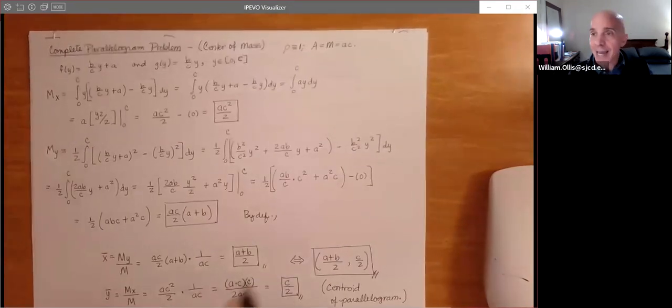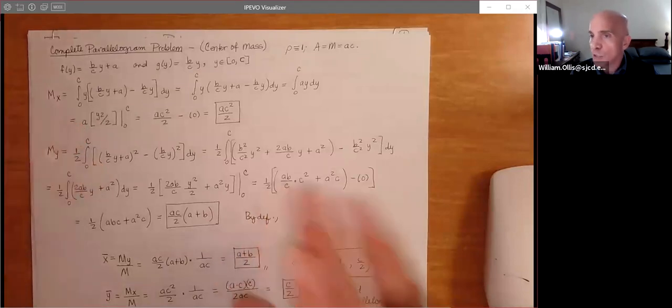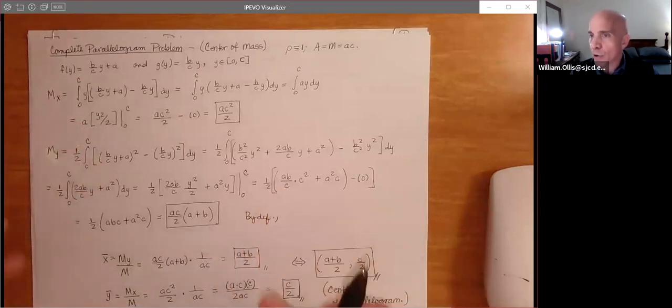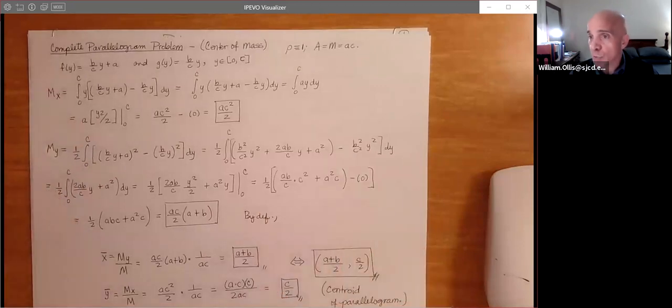And you can do the exact same calculation for the centroid of a triangle. You do it exactly the same way with the horizontal rectangle. That's just so you avoid a bunch of integrals, which make the problem a lot more tedious.